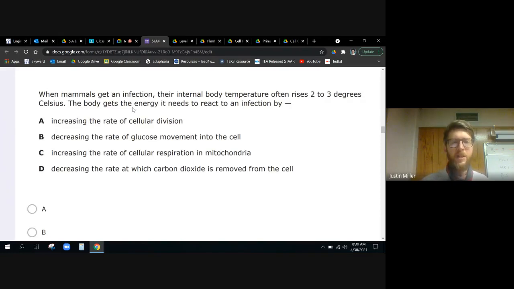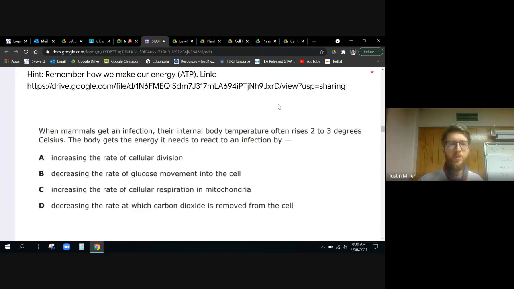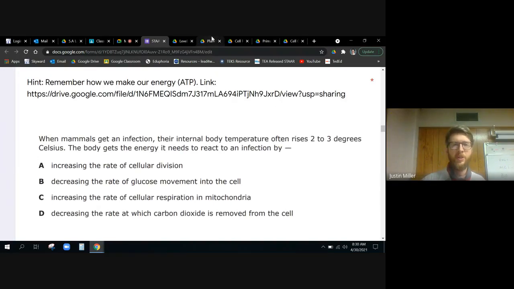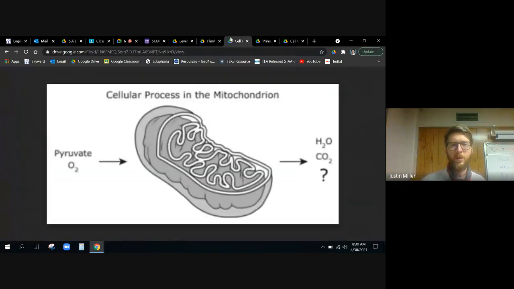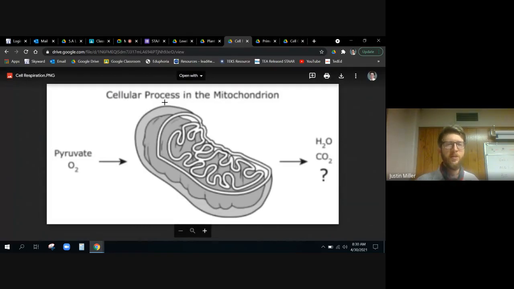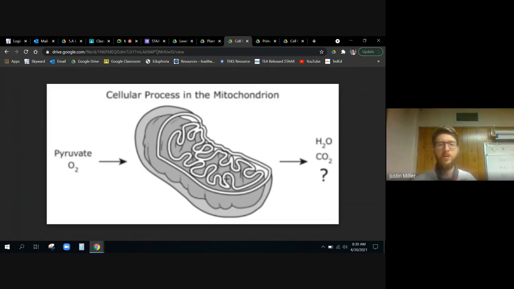The body gets the energy it needs to react to an infection by, in other words, where do we get our energy? You guys remember this? You remember what this is? How does our body get energy to power it? The mitochondria, right? So the mitochondria, remember what this whole process is called?